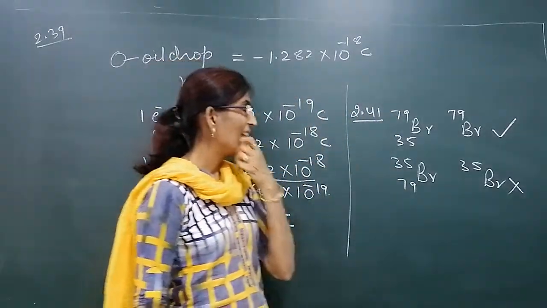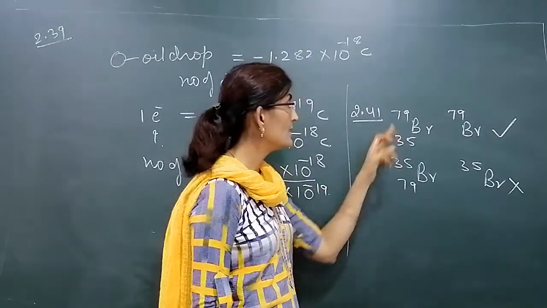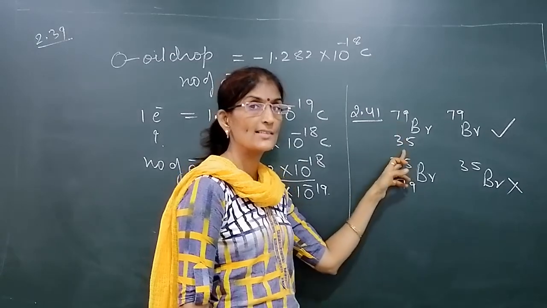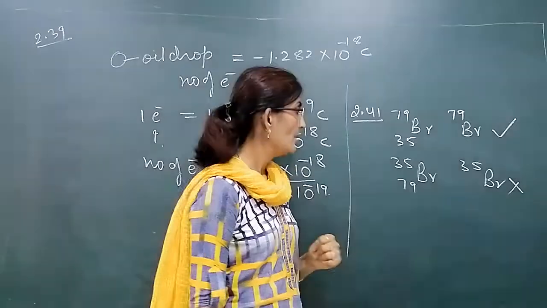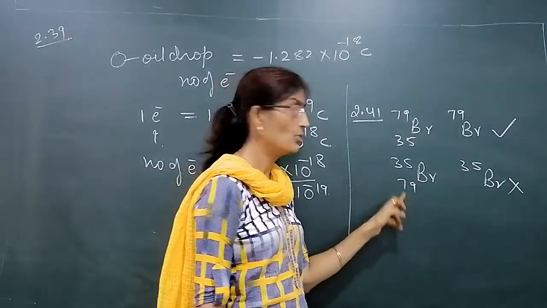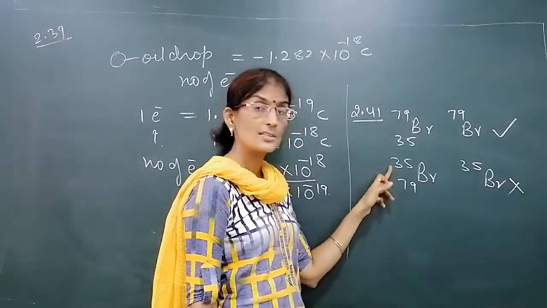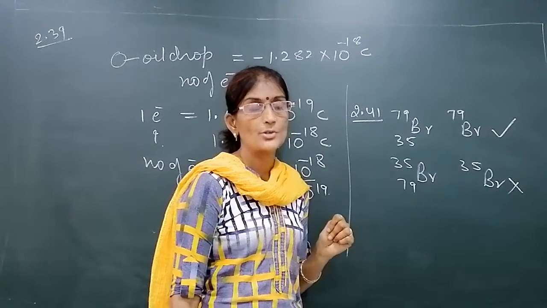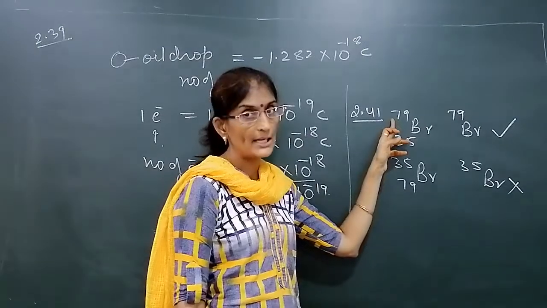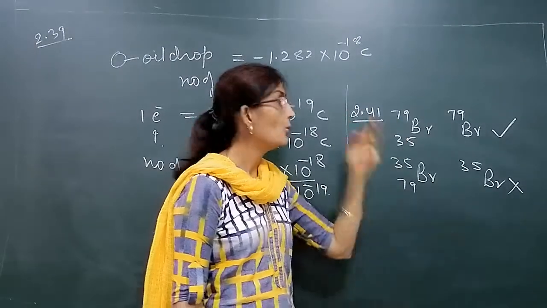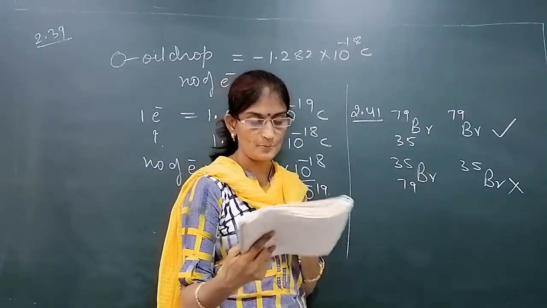What's the reason? This is the atomic number. Atomic number means number of protons. This is called atomic mass. If the number of protons is less, atomic mass would be more, because atomic mass is number of protons plus neutrons. It is not possible that atomic number is 79 and atomic mass is 35. This is only the number of protons, and this is the sum of protons and neutrons. So the atomic mass is always greater than or equal to the atomic number, but never less. Like these symbols are possible, but these symbols are not possible.